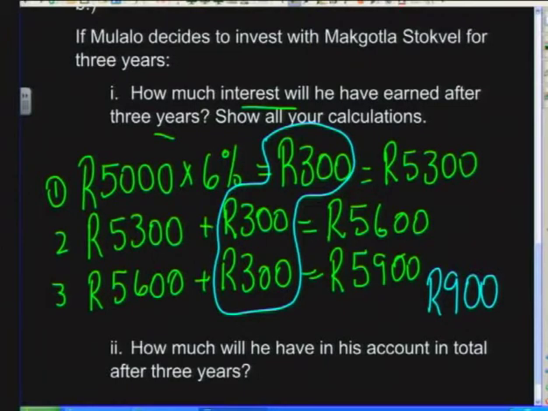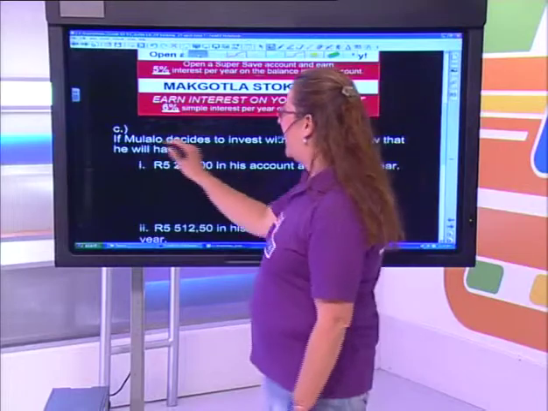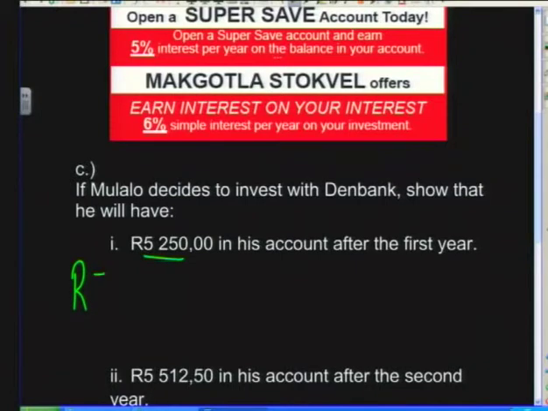How much will he have in his account in total after 3 years? Well, in this case, we go back to the answer. We had 5,900 rand. So now he decides to invest in the bank, the other account. Show that he has 5,250 in his account after the first year. So in this case, we had our 5,000 that we started with, and he's only earning 5% interest.